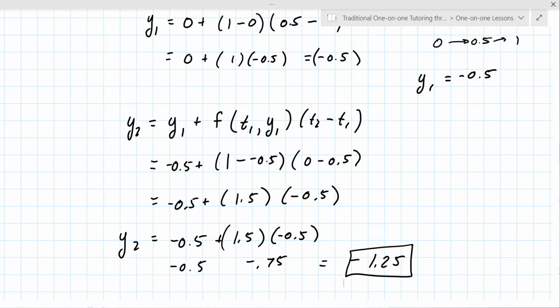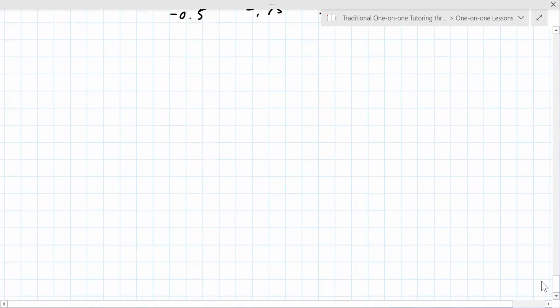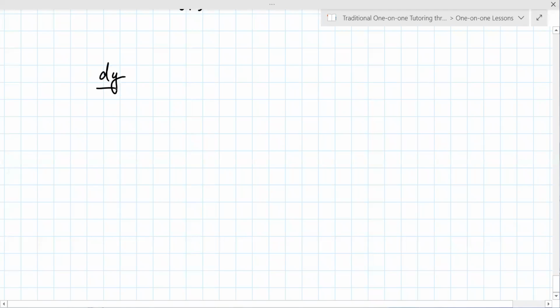Gotcha. A little bit confusing, but I follow the pattern. Would you like to do another one that's maybe more straightforward? Yeah. Okay. So let's say dy dx equals x over y. And I tell you that f of 1 equals 1.